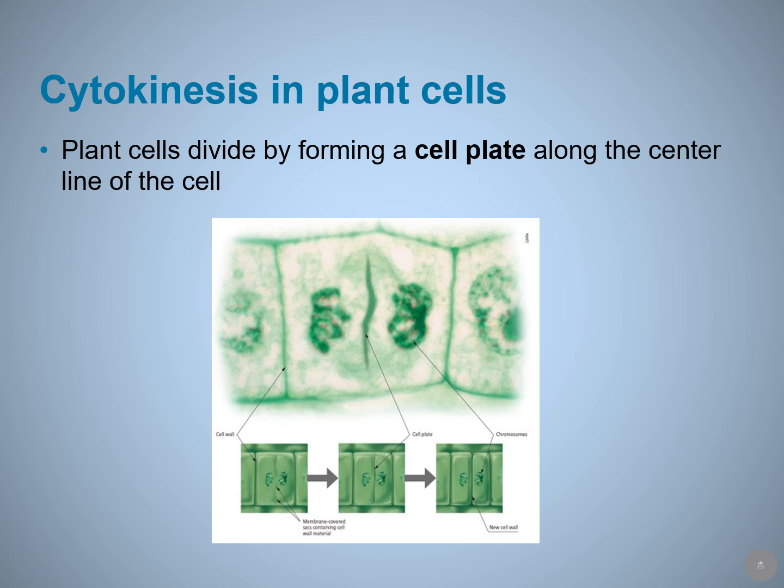Cytokinesis in plant cells, instead of the cleavage furrow, we see the development of a cell plate. And the cell plate essentially forms in the middle of the cell as opposed to the cleavage furrow. So it starts to build this cell wall, and then it pinches apart, and eventually we get the full separation of the cells.